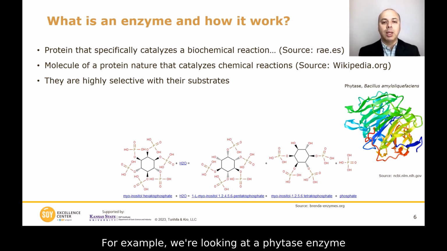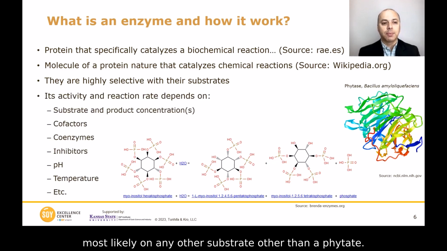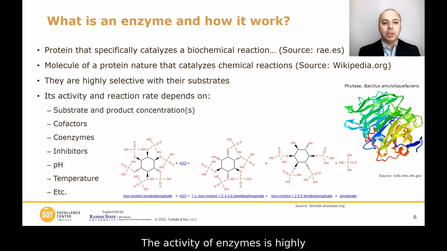For example, we're looking at a phytase enzyme, and its substrate is the molecule of phytate. This phytase enzyme is not going to act most likely on any other substrate other than phytate. The activity of enzymes is highly regulated by the environmental conditions, and that also includes the substrate concentration as well as the concentration of the products that will result from this reaction, and cofactors, coenzymes, inhibitors, pH, and temperature.